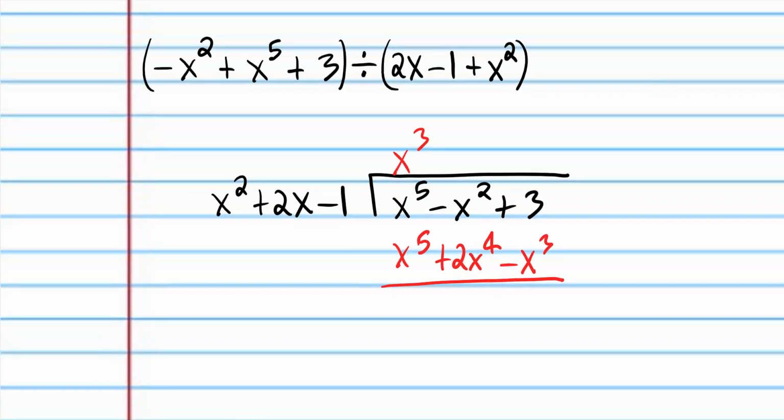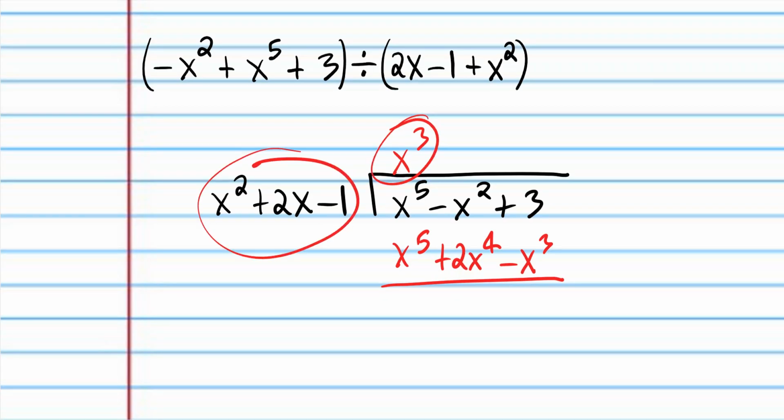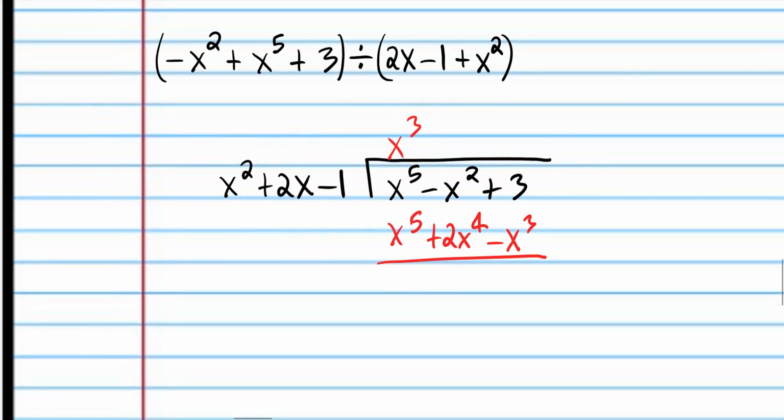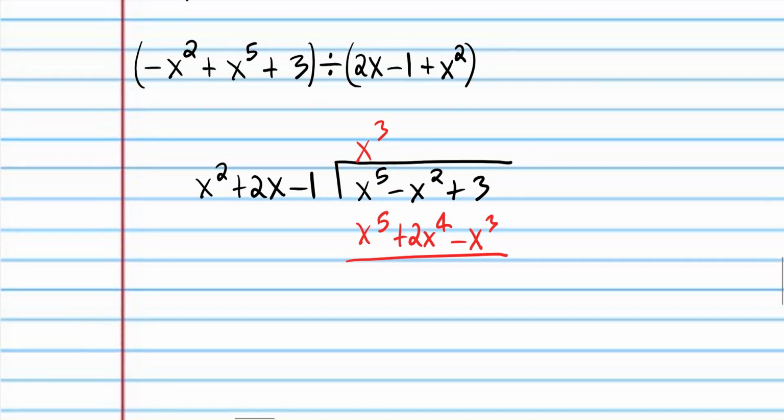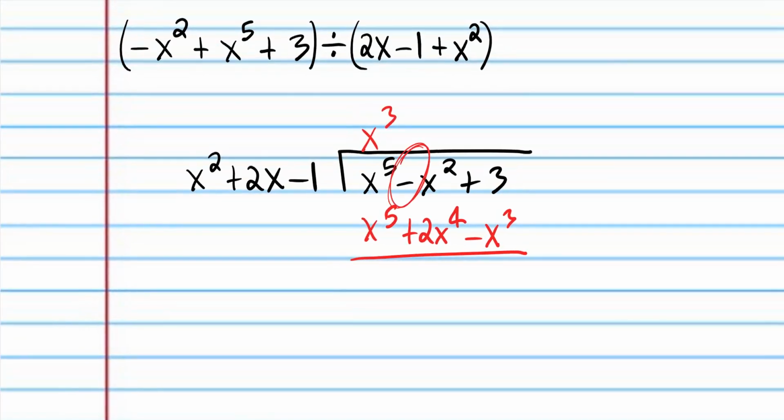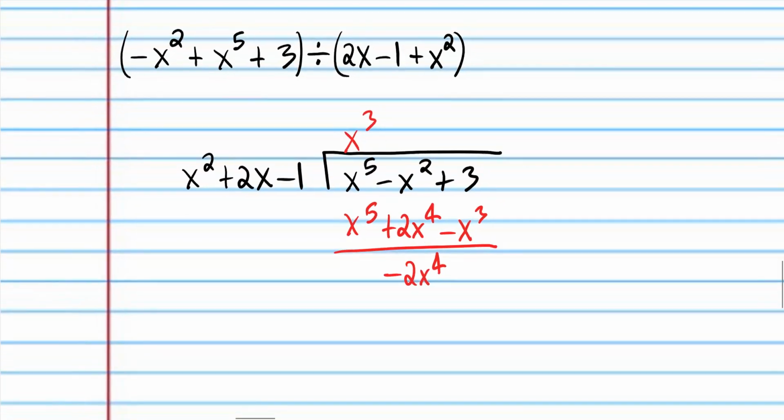Alright, so first step is what is this number? Second step is multiply that number by the divisor. And now we go on to the third step, which is subtract. So x to the 5th minus x to the 5th is 0. That should be 0. If it's not 0, that means you did something wrong. Now, we're going to subtract 2x to the 4th, but there's no 4th power up here. So that means we just write it as negative 2x to the 4th.